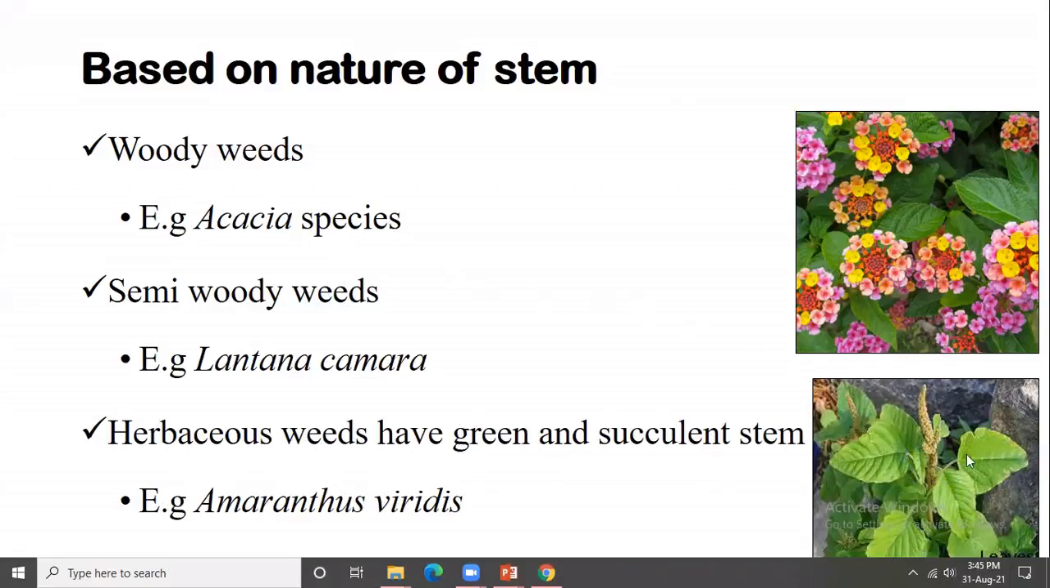Amaranthus is what we call Kirai in Tamil. One example for herbaceous is enough. If you know Lantana camara, you can easily study it, even at A level. Then you can study Acacia species and Amaranthus.